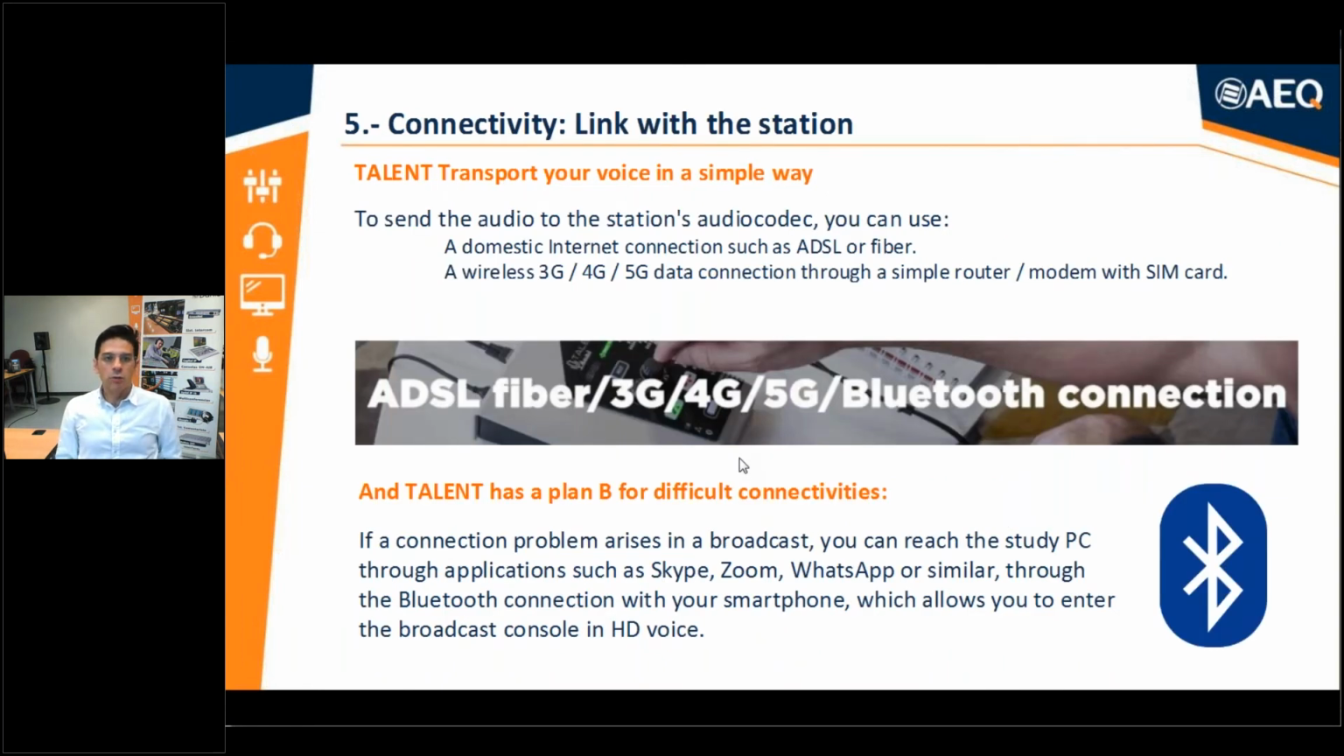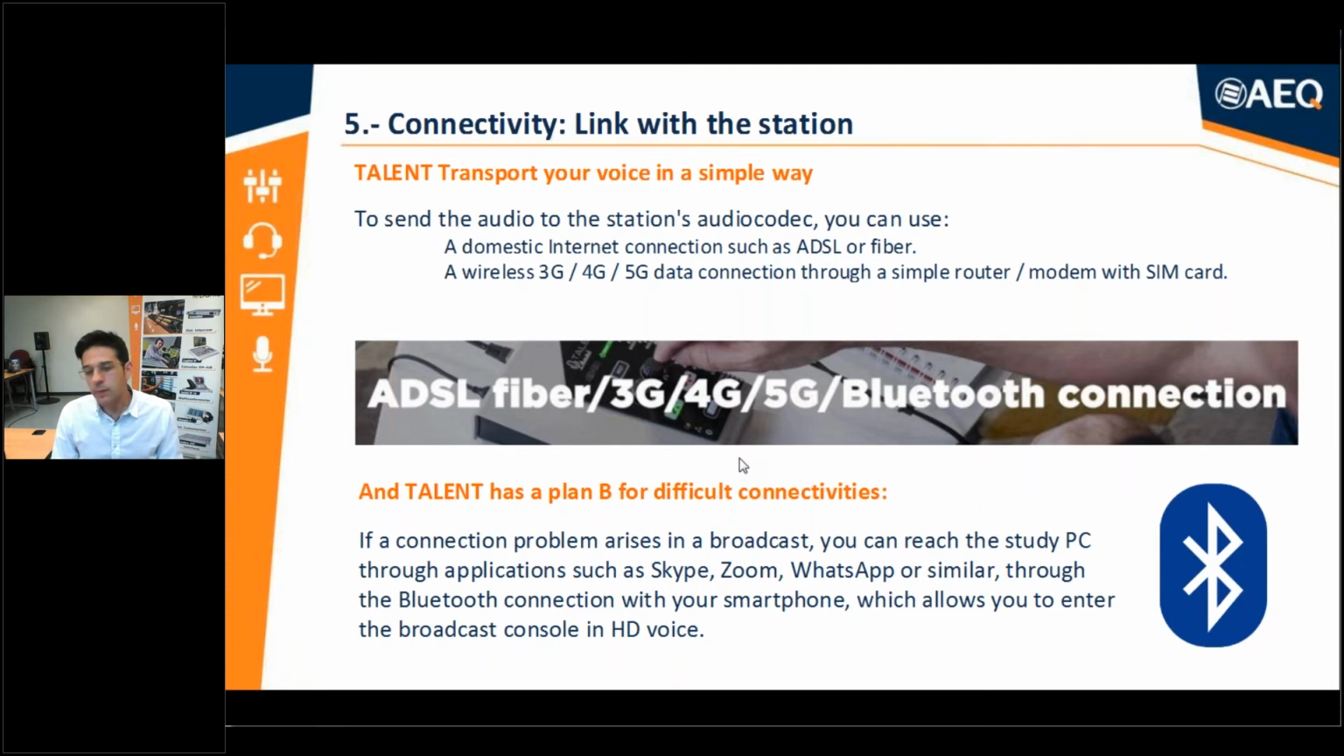About connectivity, how do you link with the station physically? As I explained before, you have an Ethernet port that you can use to connect to your fiber or ADSL residential router in your home. You can connect to an Ethernet switch in your company to gain access to the internet, or you can connect an external 3G, 4G, 5G router. There are many available in the market, even with a SIM card. You can use that to make portable connections anywhere outside.